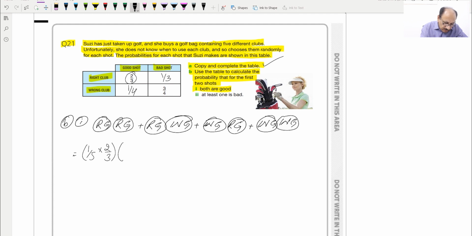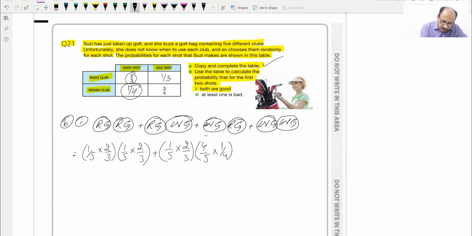Then right good again will be 1 by 5 into 2 by 3. So this portion we have done. Now we will be doing this portion. So plus right good will be same as this. We will copy 1 by 5 into 2 by 3, and the second portion is wrong good. So wrong, as we discussed, is 4 by 5, because 4 clubs are wrong, only 1 club is right one. So multiplied by the good shot. So wrong and good shot is probability of 1 by 4, which is here. So 1 by 4 we are writing here. So these first 2 are done.